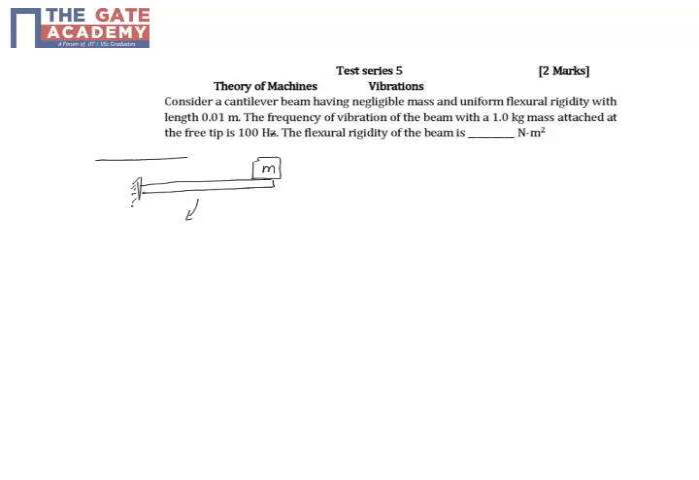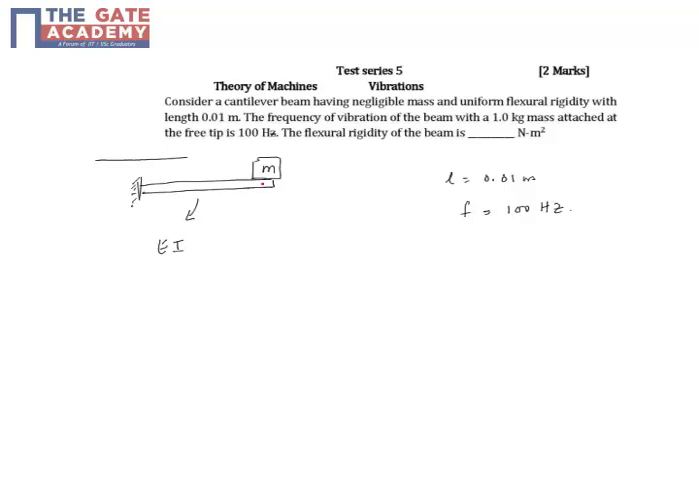So flexural rigidity is EI. EI is basically the flexural rigidity. And the entire length is given as 0.01 meter. The frequency of vibration with 1 kg mass attached is 100 Hz. So frequency of vibration is 100 Hz. And what is the rigidity value? So basically, what is the EI value? This is actually another way of getting the flexural rigidity.